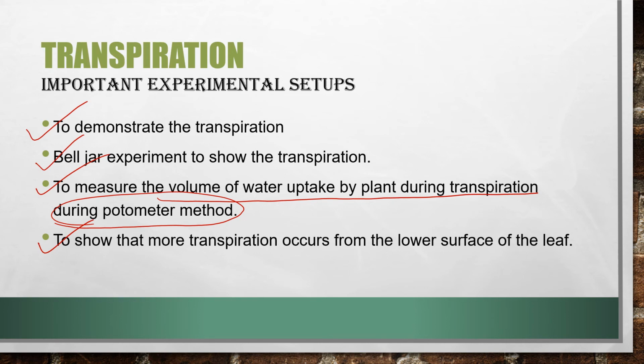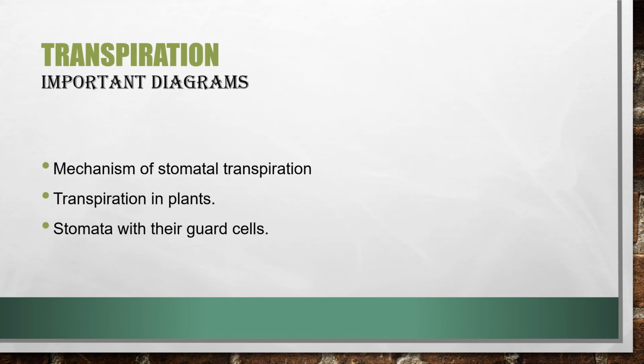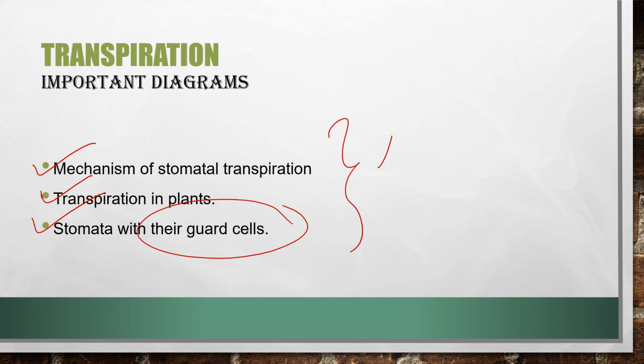After that we are moving to the important diagrams of transpiration. Let us see what the important diagrams of transpiration are. First is the mechanism of stomatal transpiration. Second is transpiration in plants. And third one is the stomata with their guard cells. Now all the diagrams should be done as labeled diagrams. Please do practice labeled diagrams.